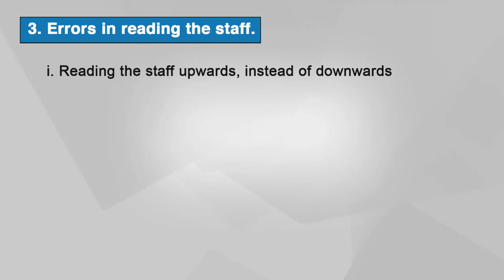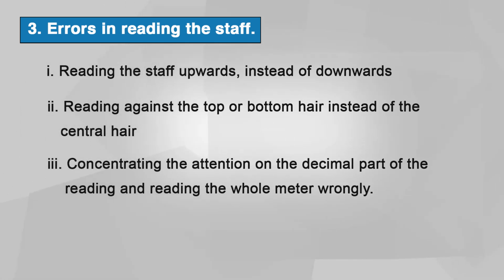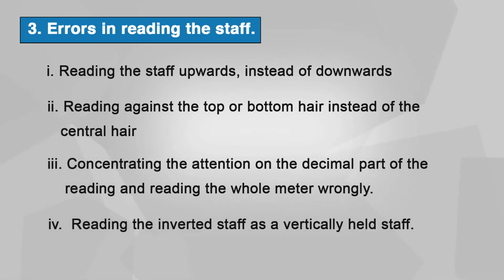These errors are generally committed by beginners and are firstly reading the staff upwards instead of downwards. Next is reading against the top or bottom hair instead of the central hair. Next is concentrating the attention on the decimal part of the reading and reading the whole meter wrongly. Next is reading the inverted staff as a vertically held staff.